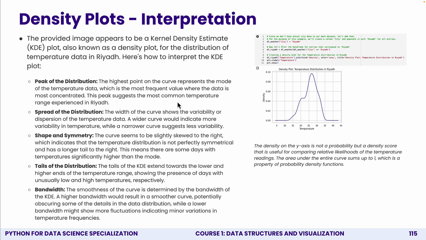So what does the width inform us? The variability of the data. If I have a wide KDE, it means I have a wide variety of data, okay? And it shows the variability or dispersion of the temperature data. A wide curve would indicate more variability in the temperature, while a narrower curve suggests less variability of the temperature.